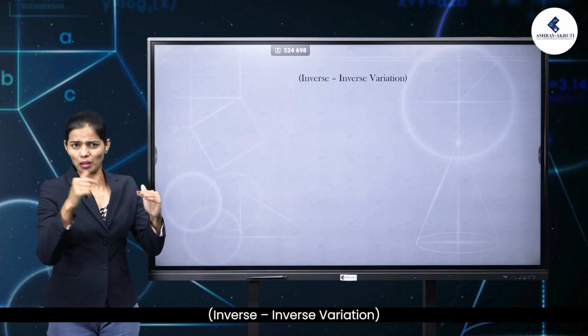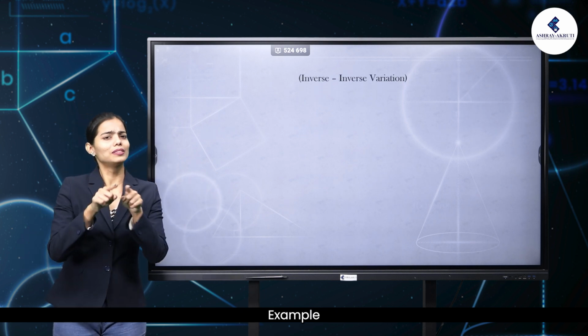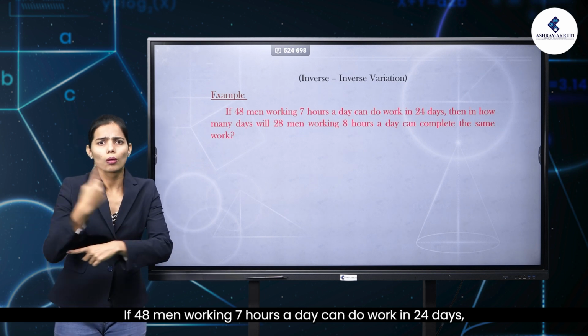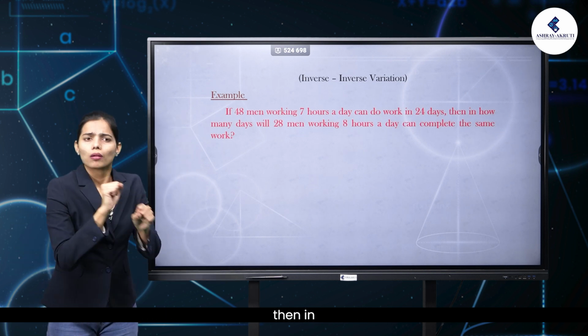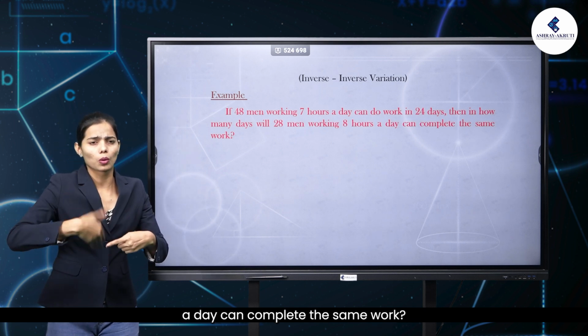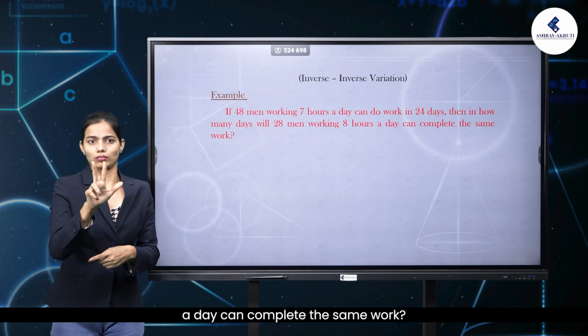Inverse variation. Example, if 48 men working 7 hours a day can do a work in 24 days, then in how many days will 28 men working 8 hours a day complete the same work?